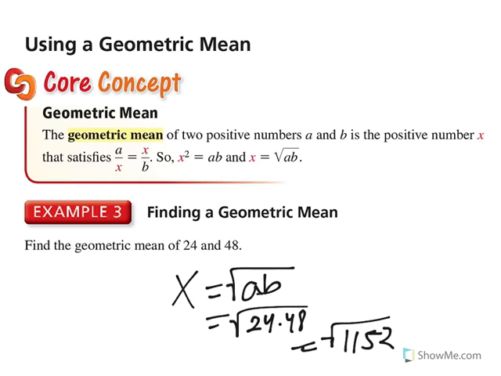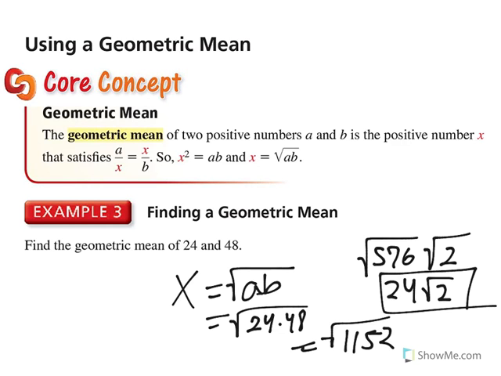I've been telling some students in class, if you would rather do a different method, I can show you the tree method. But the method that I showed you on the video, 1152 can break down into 576 times 2, so the square root of 576 is just 24. So I'd have 24 square root of 2 would be the geometric mean of those two numbers.